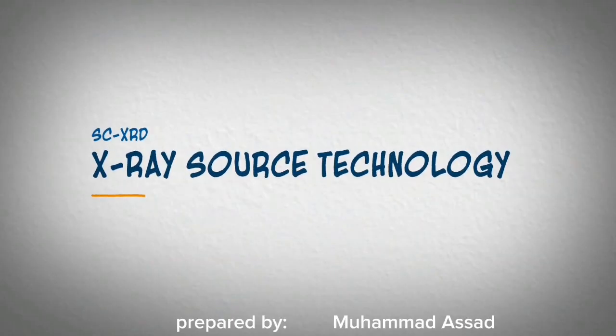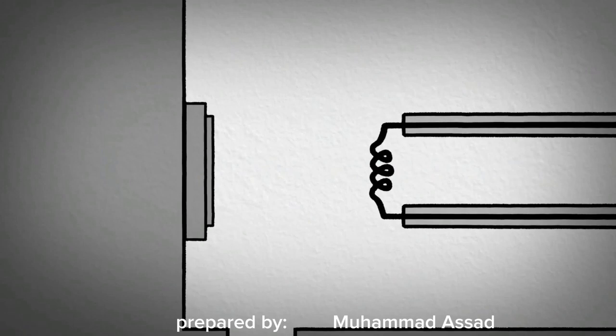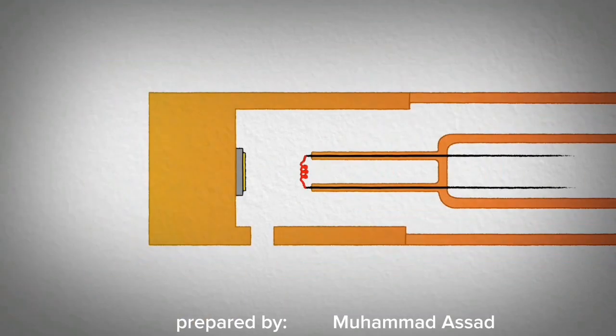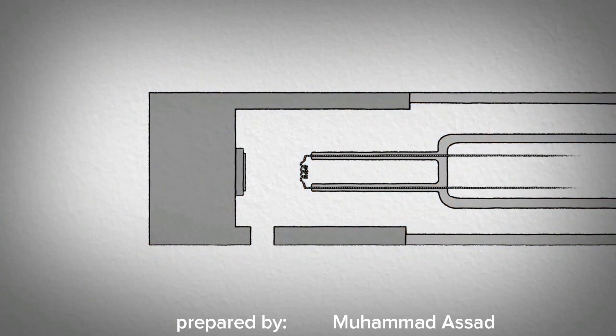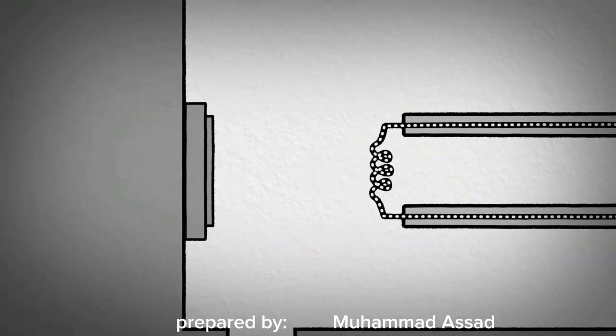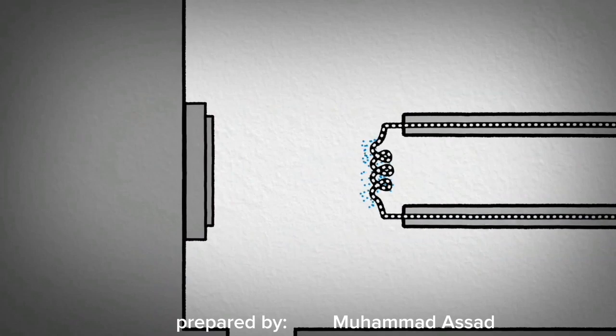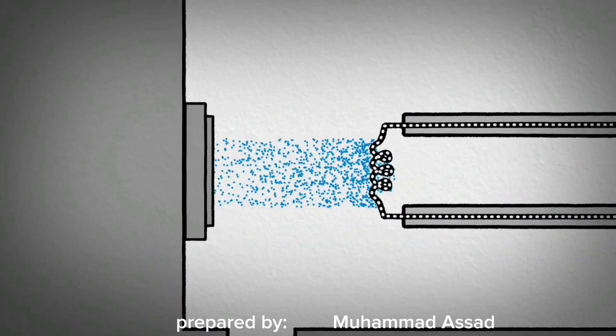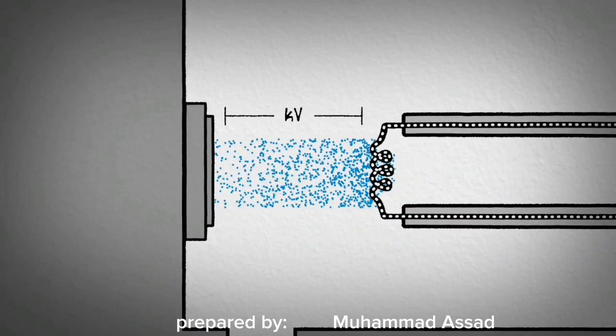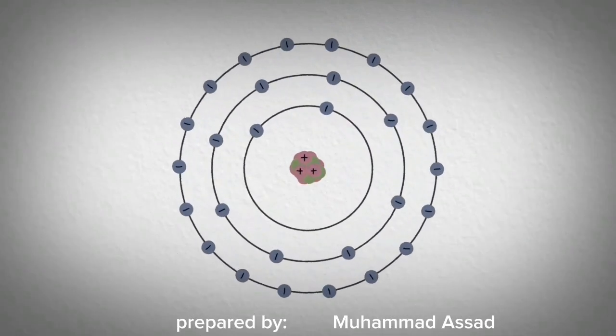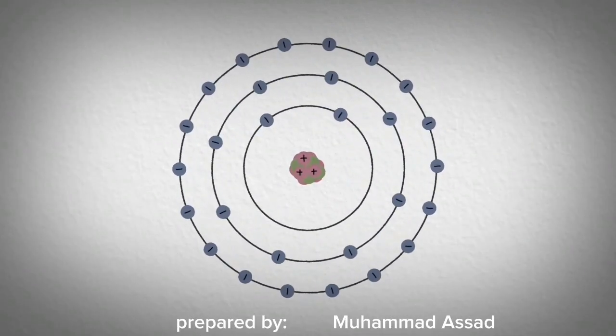How are X-rays generated? Classic X-ray sources consist of a tungsten filament and a metallic anode suspended in a vacuum tube. When electricity is run through the filament, electrons are boiled off. The electrons are accelerated towards the anode with a strong electric field. When the electrons interact with the atoms in the anode, two different things can occur.